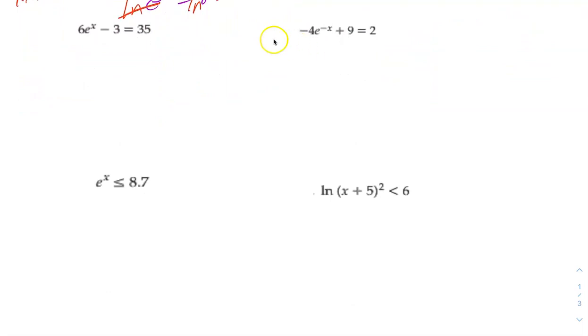Next one down here. So again, we want to solve for e. So let's isolate that guy. Plus 30, plus 3. 6e^x equals 38. Not done yet. Before I take the natural log, I still got to get rid of that 6. So divide by 6. e^x equals, I can reduce it. What's that? 19 over 3.